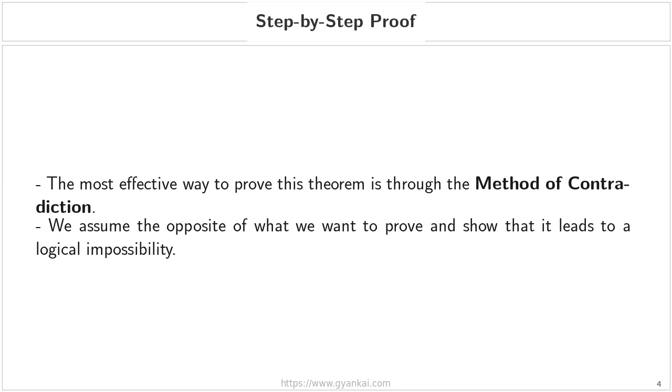Essentially, the strategy here is to start by assuming the exact opposite of what we are trying to prove. We will pretend that the line is not parallel, and then, through logical steps, we will show that this assumption leads to a mathematical impossibility, or a contradiction. When the assumption fails, we are left with the only remaining truth, that the line must be parallel.